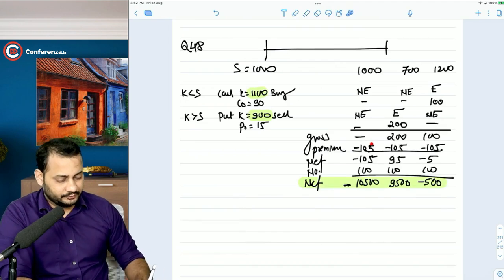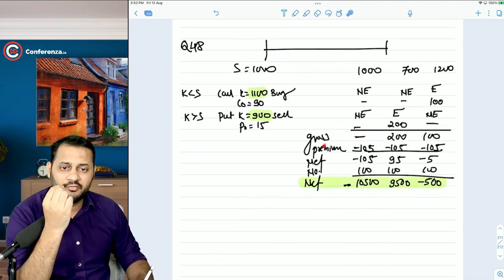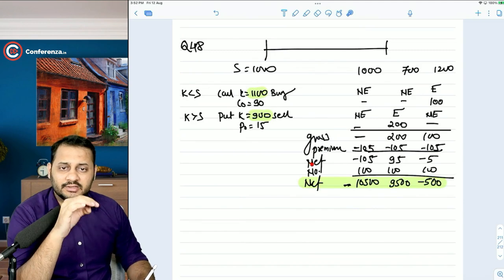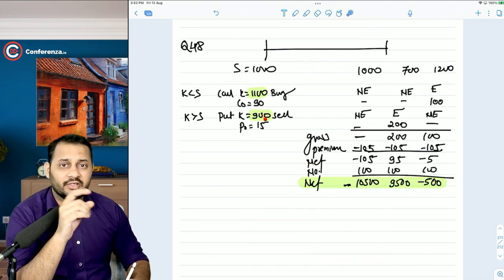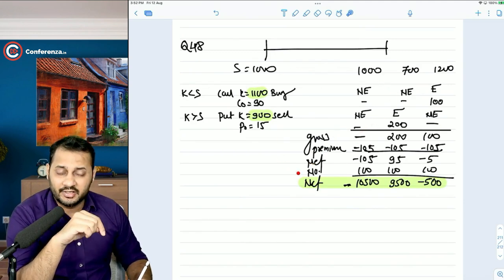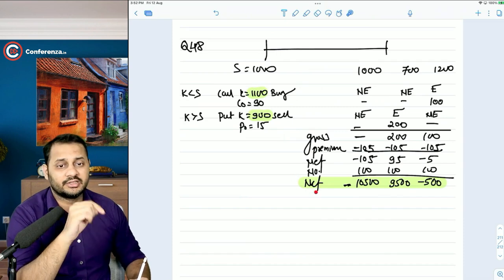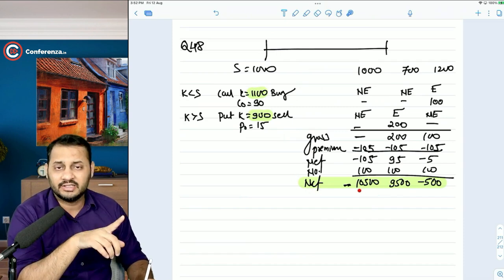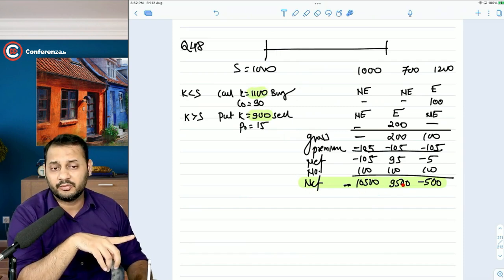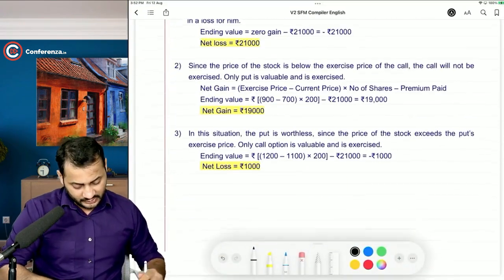Isn't it easy? First you calculate the gross payoff, deduct the premium that you paid. This is the net payoff, but all these calculations were done on a single share. We have to take 100 shares, so multiply it with 100 shares and you will get the net payoff. Minus 10,500, 9,500 positive and 500 negative. Have a look.